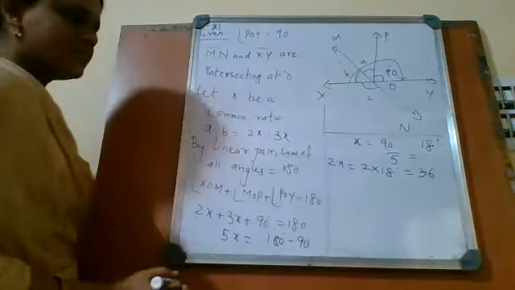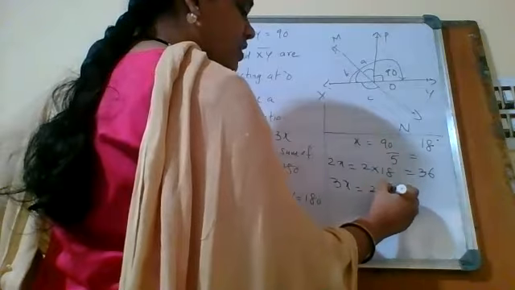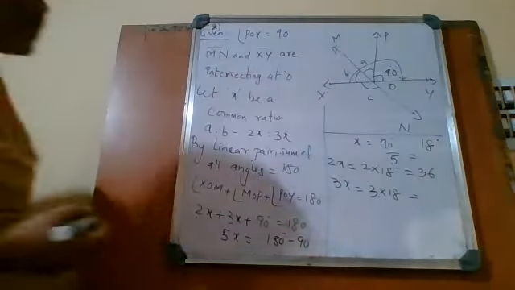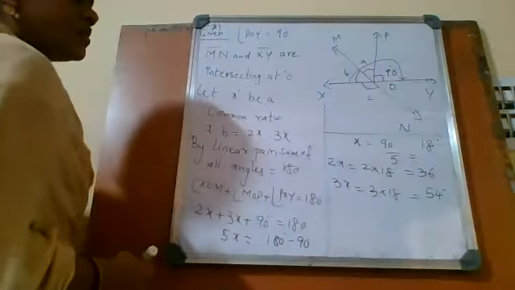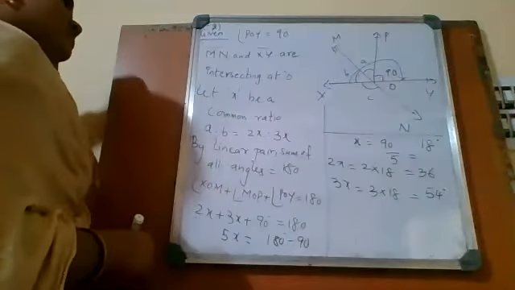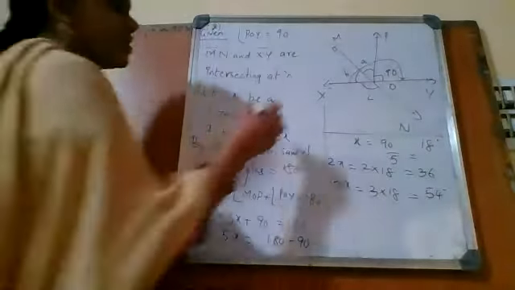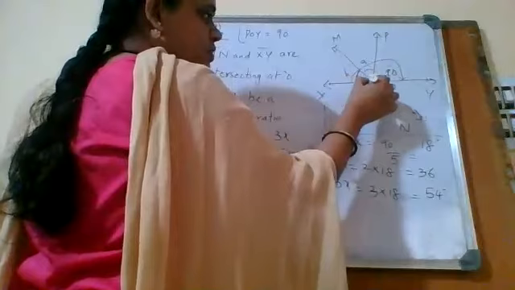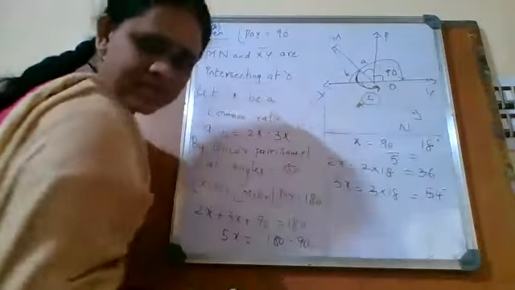36 degrees. Okay. 3 into x is equal to 3 into 18. 3 into 18 how much? 3 into 18 is 54 degrees. Okay. Now what can we say? Now look here. Again, this is a linear pair. B plus C is how much? We want to find the value of C here. This we should find. I'm writing a star here.